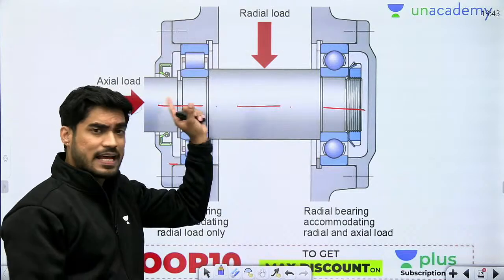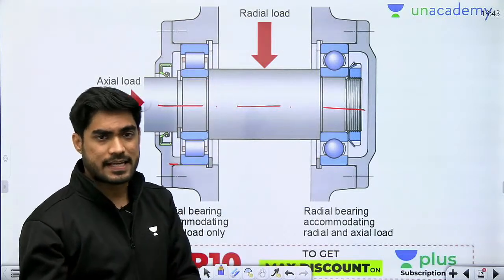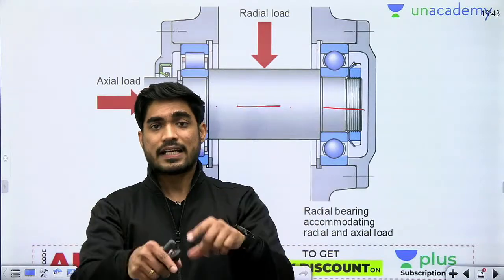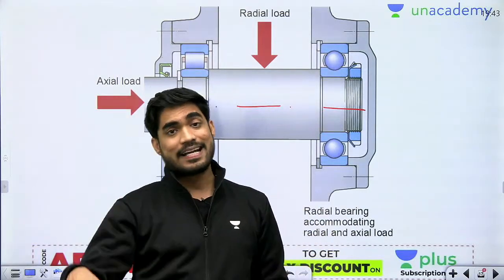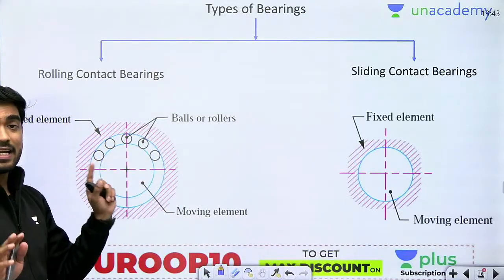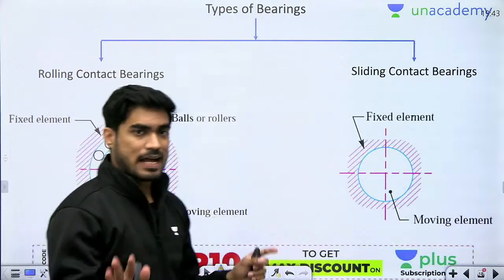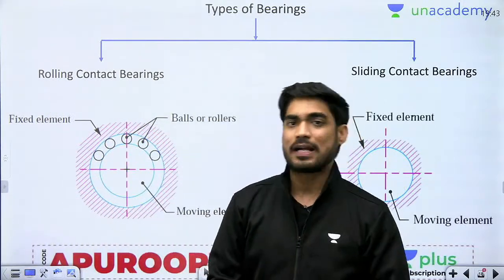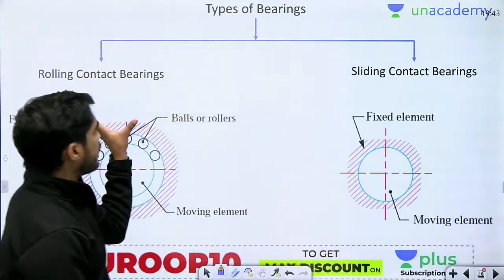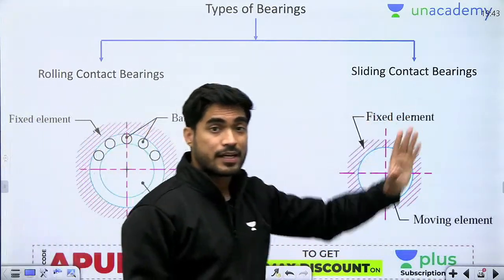Okay, so these are the two types of load. Now in some cases there is only radial load, in some cases there is only axial load, and in some cases there are both radial load as well as axial load. Okay, now majorly there are two types of bearings. If you want to categorize bearings, then there are two major categories: rolling contact bearings and sliding contact bearings.